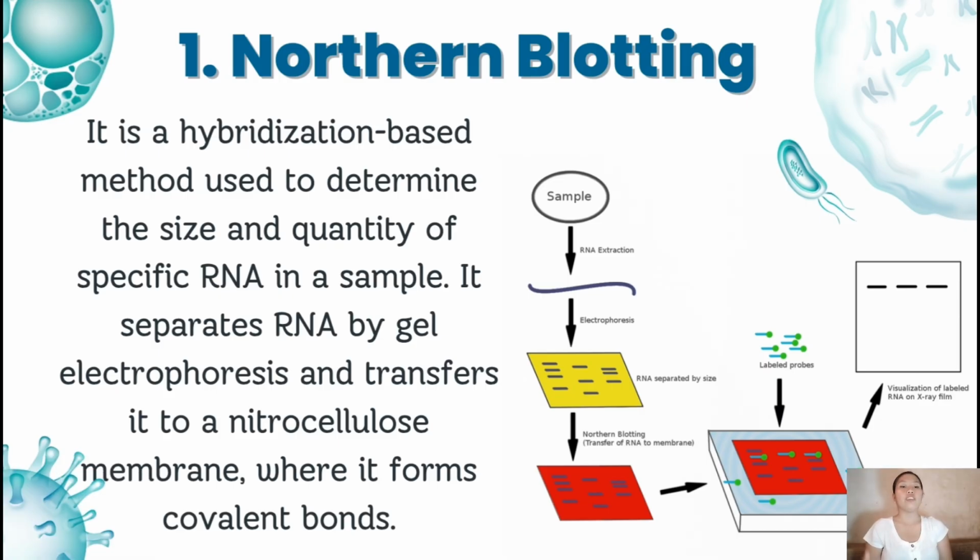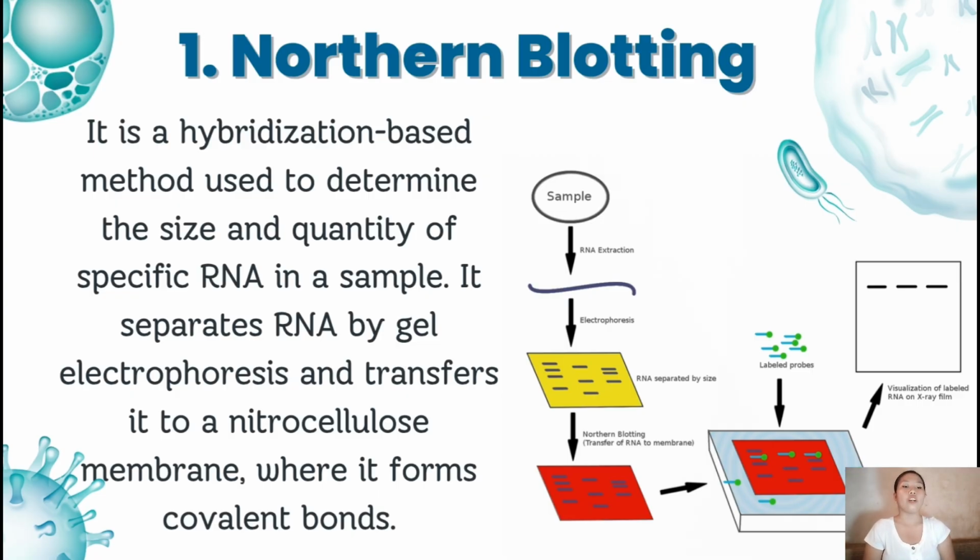We have here first the Northern blotting. It is a hybridization-based method used to determine the size and quantity of specific RNA in a sample. It separates RNA by gel electrophoresis and transfers it onto a nitrocellulose membrane where it forms a covalent bond.